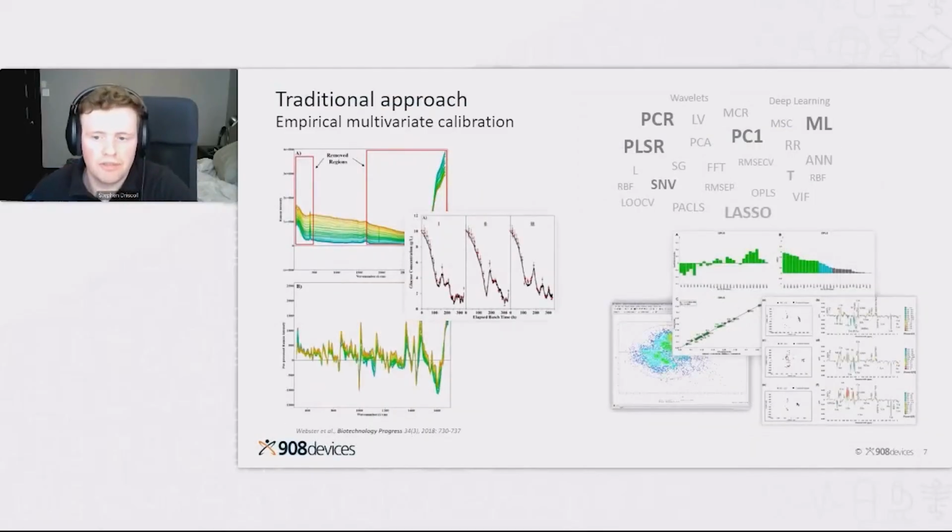So how do you go from this information-rich Raman spectrum to predicting, say, glucose and lactate or titer? The answer here is the usual kind of chemometric workhorse algorithms. These are your partial least squares, PLS, your principal components regression, PCR. You can find these everywhere in the literature. Everyone just kind of blindly applies them to any multivariate problem.